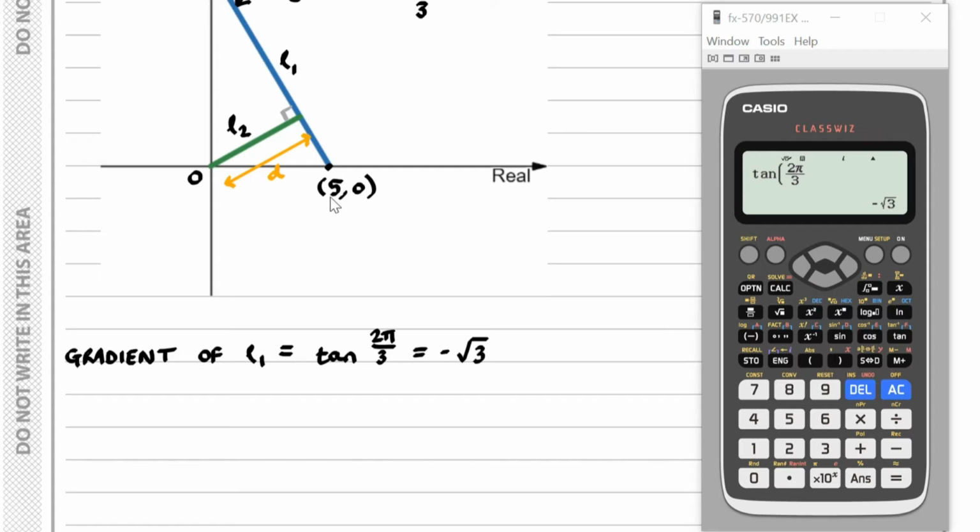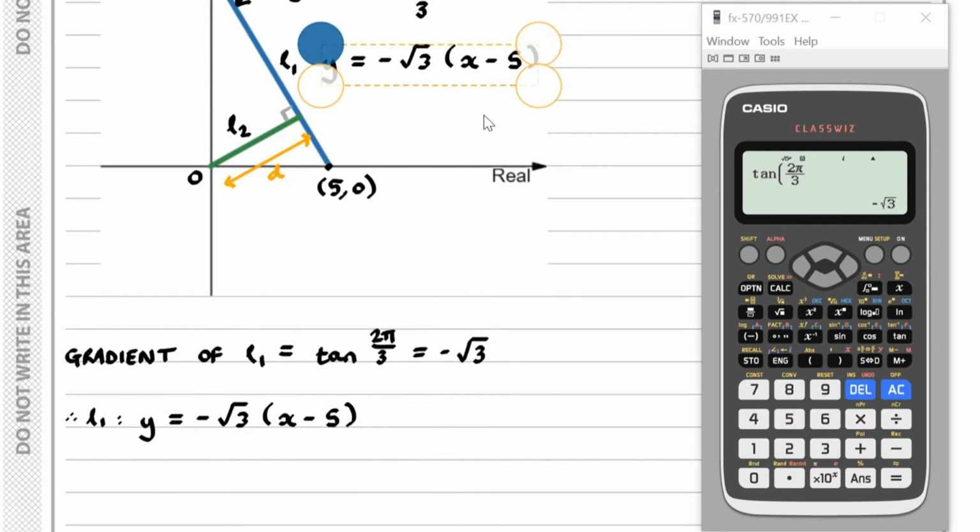And if it passes through the point 5, 0, that means L1 would have equation y minus 0, so that's just y, equals negative root 3 multiplied by x minus 5. So this is what the equation of L1 is.